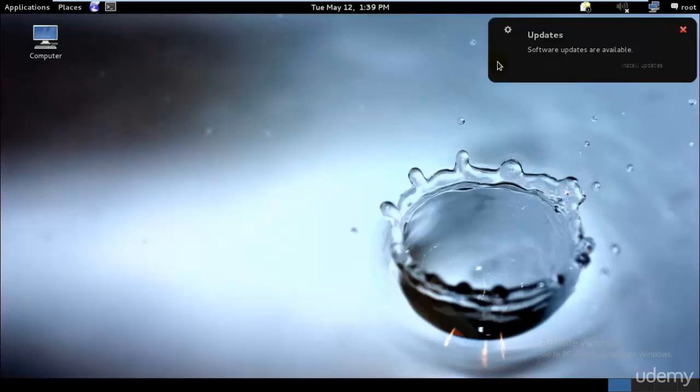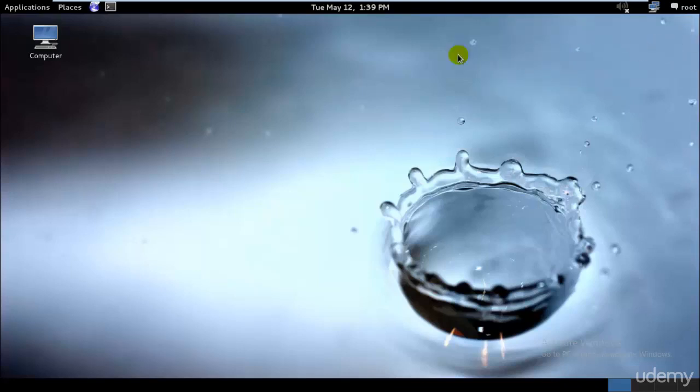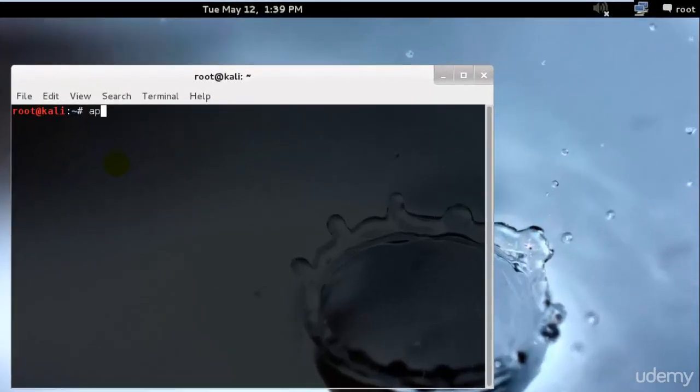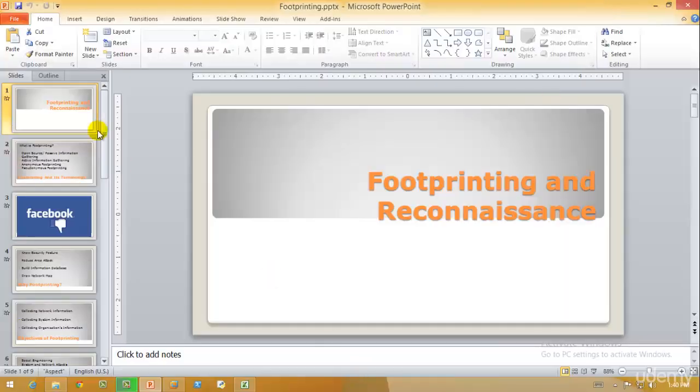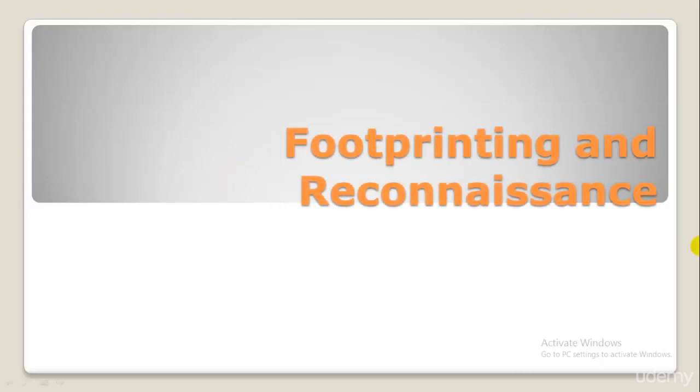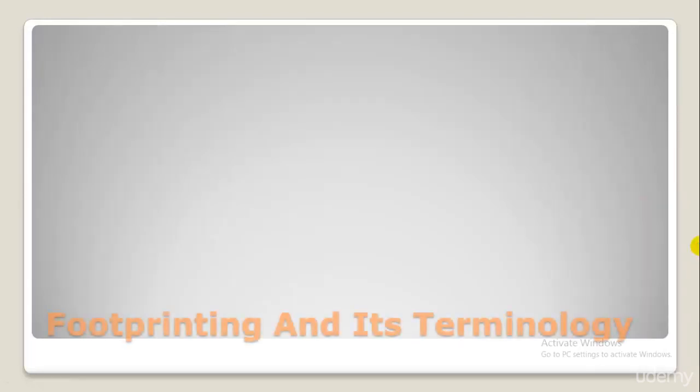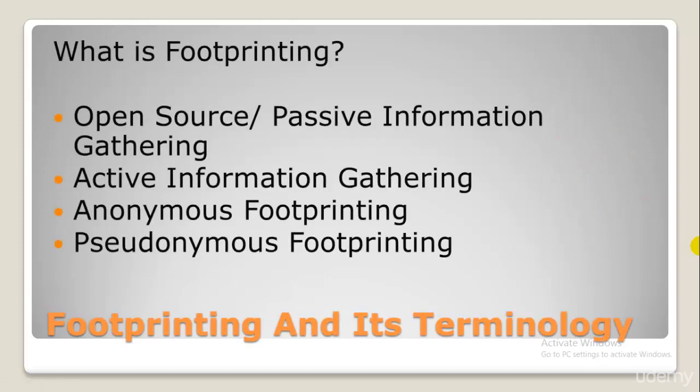Footprinting is just that we need to gather information about specific people. Let me check the updates. By the time it gets updated, let's start with the footprinting terminology. Footprinting and reconnaissance is what we will be learning today. What is footprinting? There are several ways of gathering information. Before we go deep into this concept, it is important to know the basic terminology used in footprinting, as these terms will help you understand the concept of footprinting and its structures.